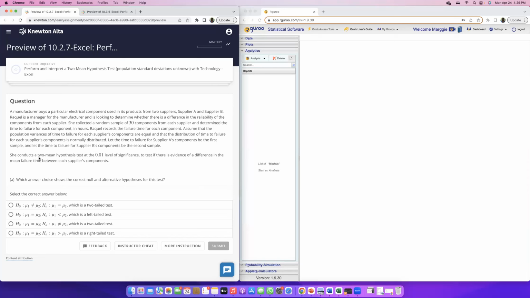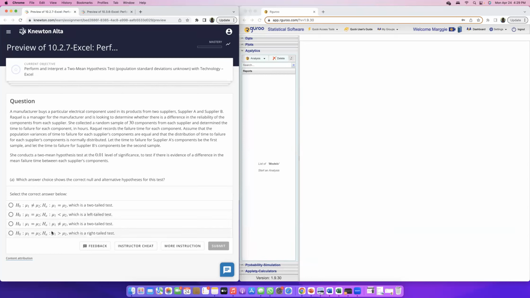We're going to conduct a two-mean hypothesis test at a 0.01 level of significance to test if there is evidence of a difference in the mean failure time between each supplier component. So again, when we talk about two populations, our null hypothesis is always that the means are the same. So our options here are option number 2, 3, or 4.